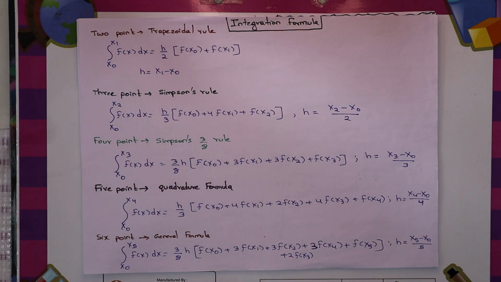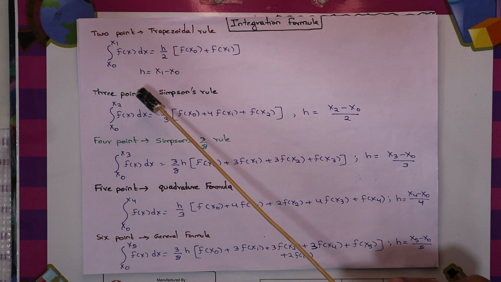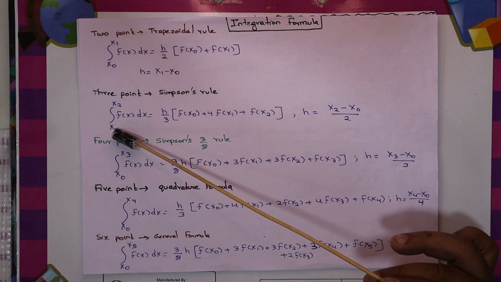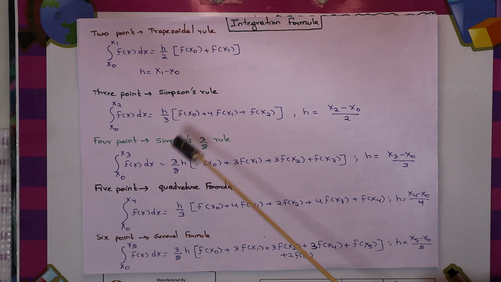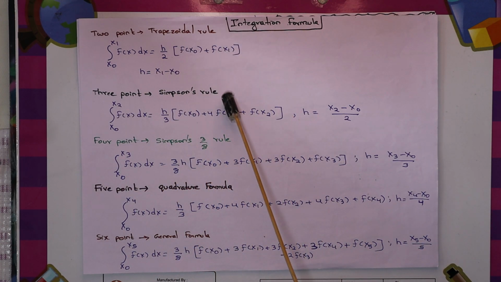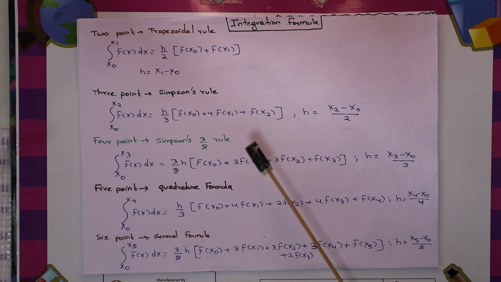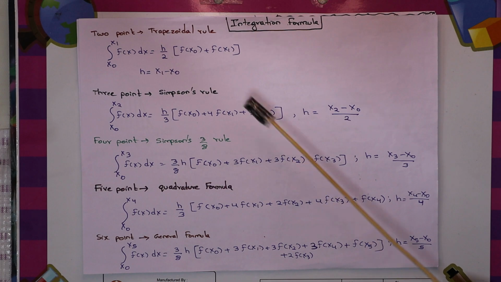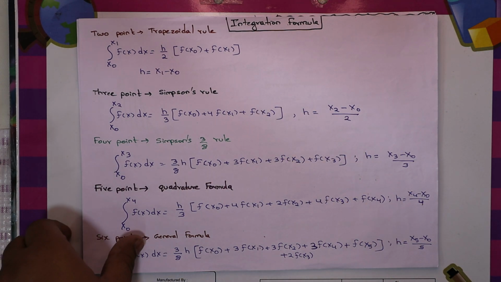Remember these formulas. If you have 2 points, x0 and x1, the 2-point formula; 3-point formula, 4-point formula, 5-point formula, 6-point formula. So I am going to apply the trapezoidal rule, Simpson's 3/8 rule, quadrature rule, or the general formula, any one of these depending upon the situation. You can keep these in mind.